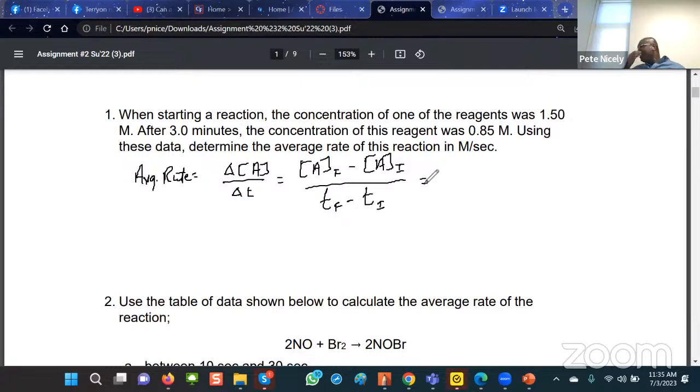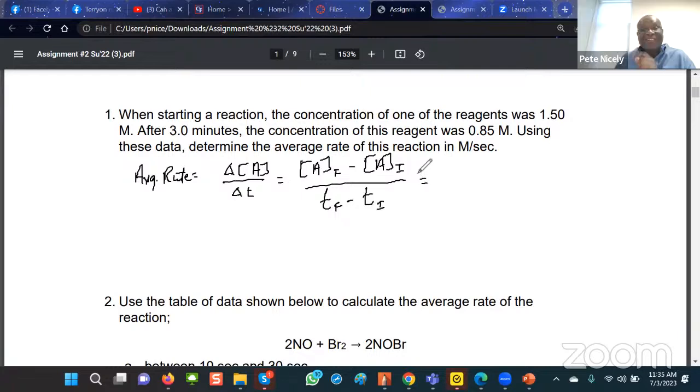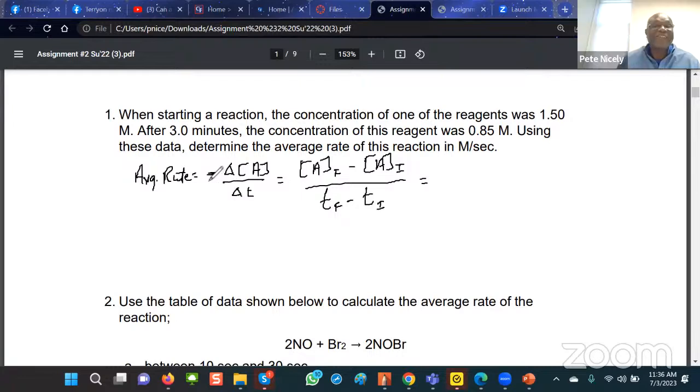What would be the next step? You would take 8.5 M minus 1.50 M. I'm sorry, not to cut you, but I forgot something which is really important. Can anybody tell me what that is? I forgot to put something that is really important. The negative sign? Exactly, the negative sign. Thank you. So this should be negative here. All of this should be negative.